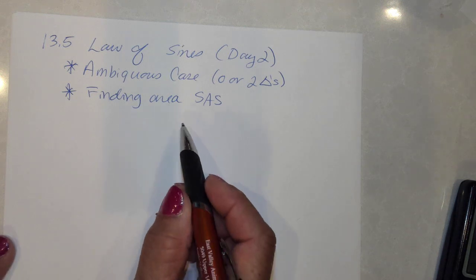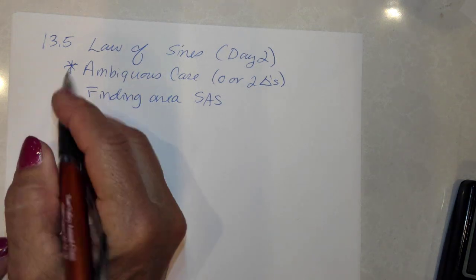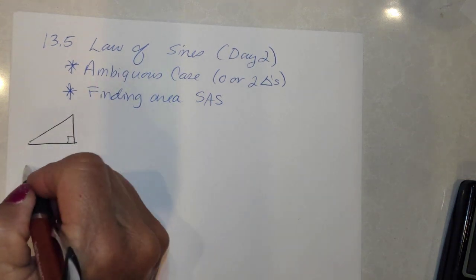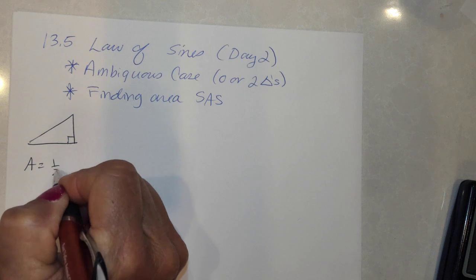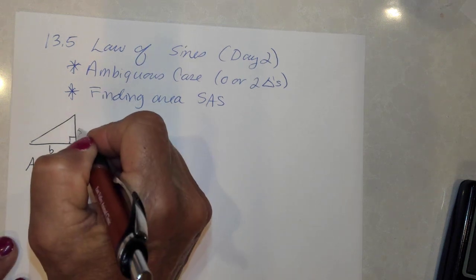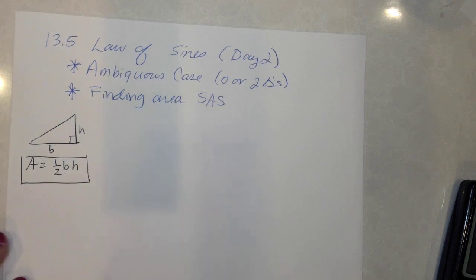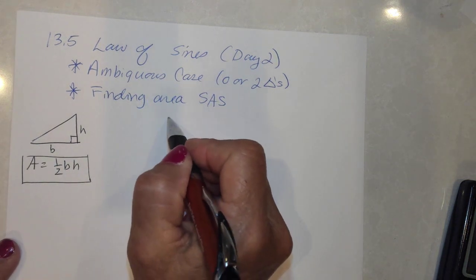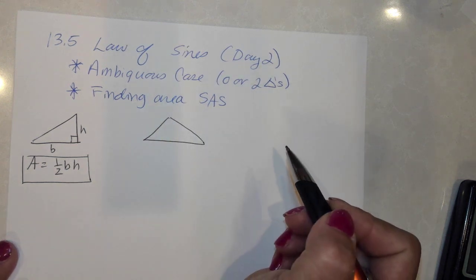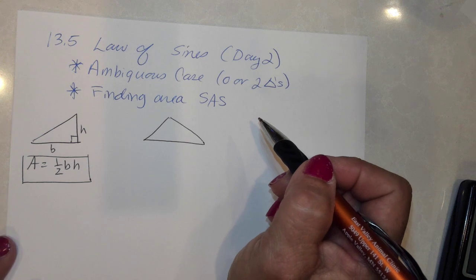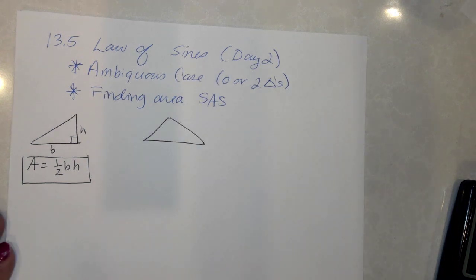These are non-right triangles, remember, because when we have a right triangle and it has a 90-degree angle in it, our area can just be 1/2 the base times the height, like it was in geometry, the good old days, because the base and height are perpendicular. But when you have a non-right triangle, that is not the case because you don't know the height. So we have two other formulas. We're going to learn one in 13.5 and one in 13.6.